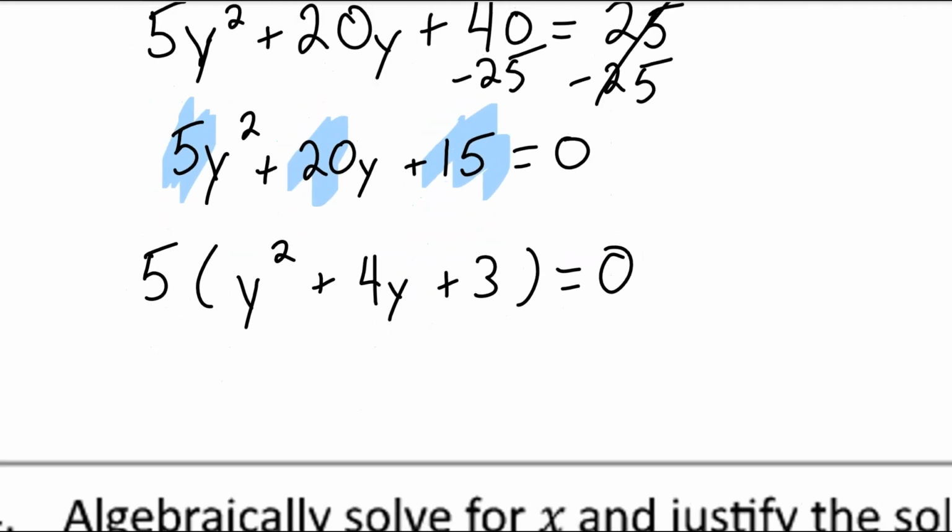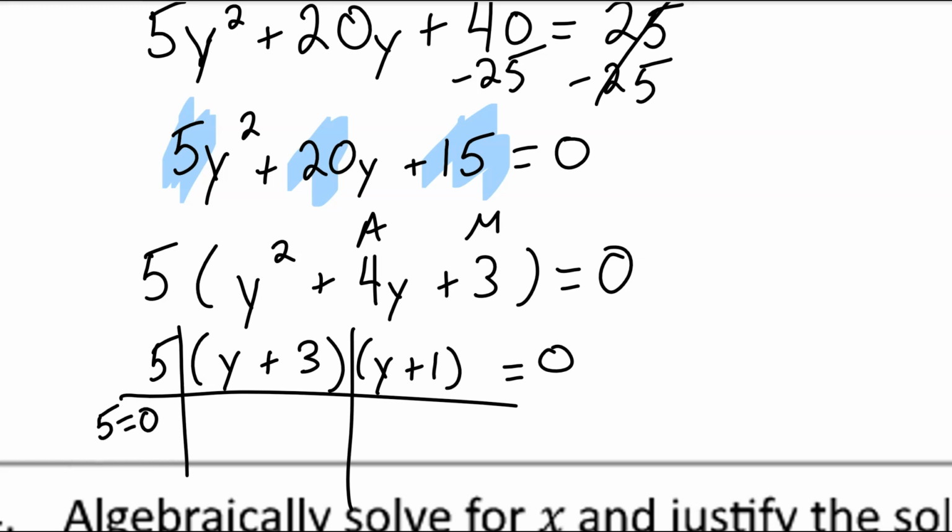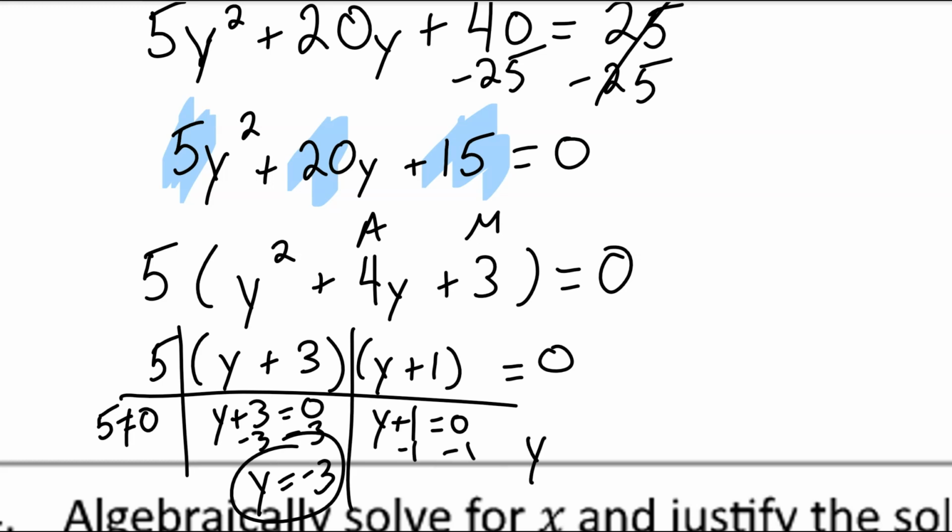And it looks to me like that trinomial factors even further using an AC method. I want to find numbers that multiply to positive 3 but add to positive 4. Well, I can only think of 2 numbers that multiply to 3. That's 3 and 1. So if I set each of these equal to 0, obviously 5 is never going to be equal to 0. But if y plus 3 equals 0, I find that y equals -3 is a y value that satisfies this equation, or y equals -1 would be another value.